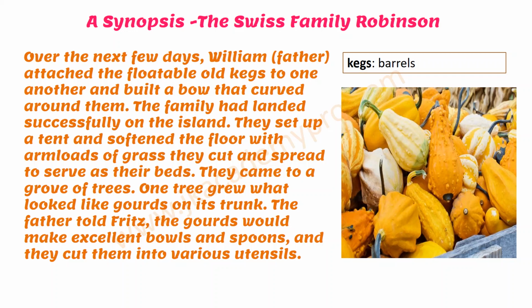So what he did is floatable. Float means those that can float in the water. So he took floatable old kegs. Kegs are those big barrels which are made of wood. Barrels are like big drums. So he attached these floatable old kegs to one another and built a bow that curved around them. So like a curve he made it.